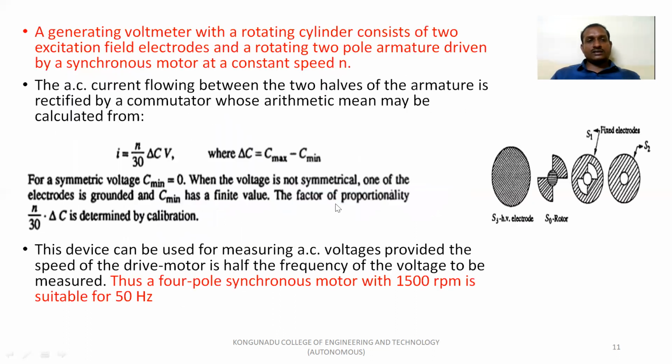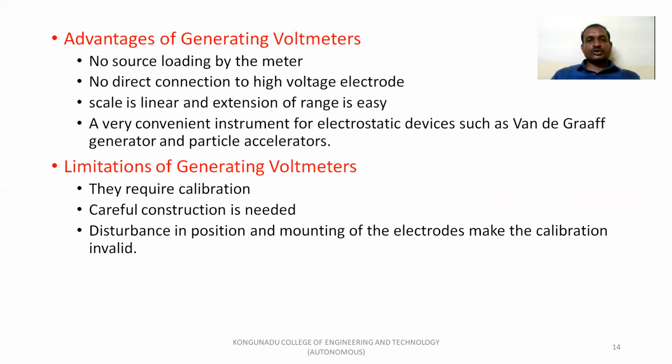Advantages: no source loading by the meter and no direct connection to the high voltage electrode. The scale is linear and also easily extensible. It is a very convenient instrument for electrostatic devices such as Van de Graaff generators and particle accelerators. Limitations are that they require calibration and careful construction is needed. Disturbance in the position and mounting of the electrodes makes the calibration invalid.